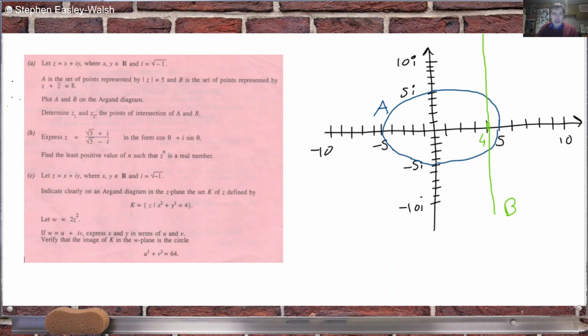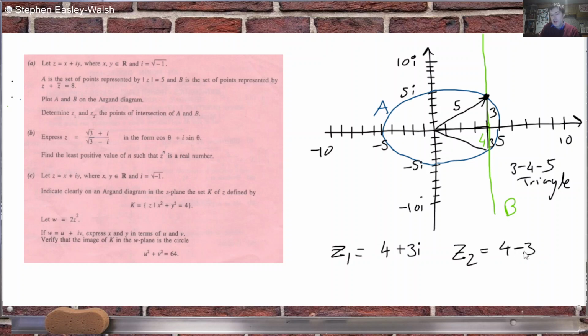And then we want the intersection points. So that's here. Well, actually, I can see what that is, because if that's 4, and then that's 5, I think you can see what's happening here. That's going to be a 3. And then likewise here. It's a 3, 4, 5 triangle. So you can see that Z1 will be 4 plus 3i, and Z2 will be 4 minus 3i. And that nicely takes care of the first question.